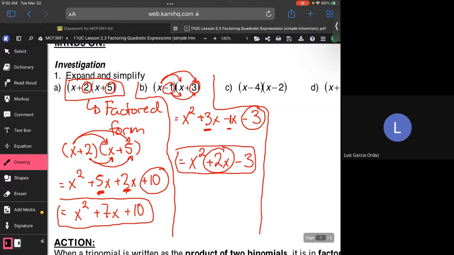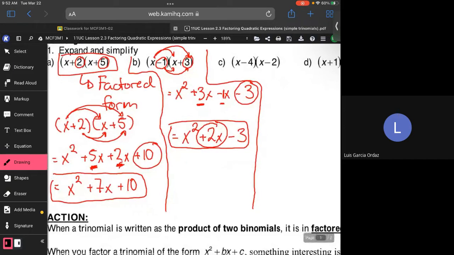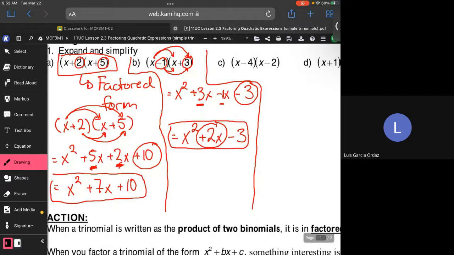Are we not factoring? No, we're expanding right now. But I'm trying to show you how we get the factored form from our expanded form and what they have to do with each other. So try doing the next one by yourselves: x minus 4 times x minus 2. Try FOILing that and expanding it.